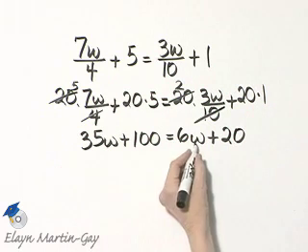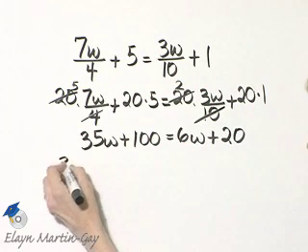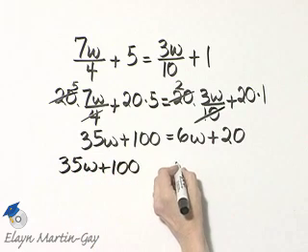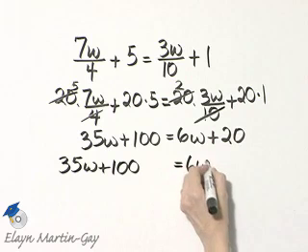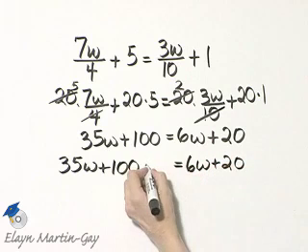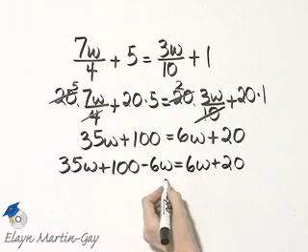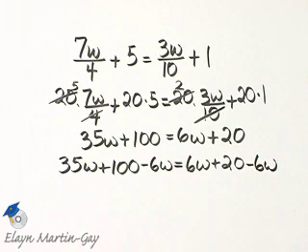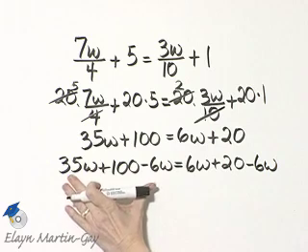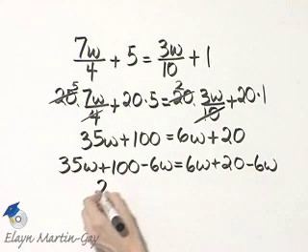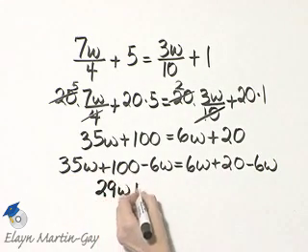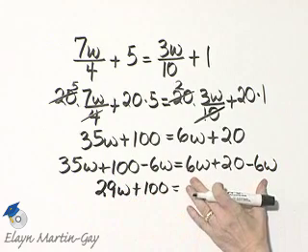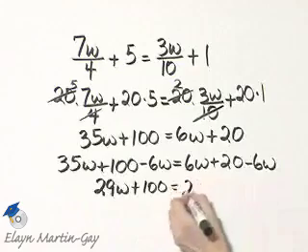I will subtract 6w from both sides. So I'm going to rewrite my equation, leave a little space, is equal to 6w plus 20. Now I will subtract 6w on the left side, subtract 6w on the right side. Notice what we have on the left side. We have these two like terms, 35 minus 6, that's 29w plus 100 is equal to, these terms subtract out just like I want, is equal to 20.